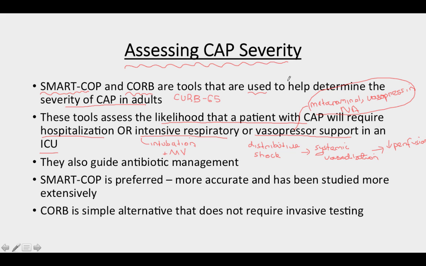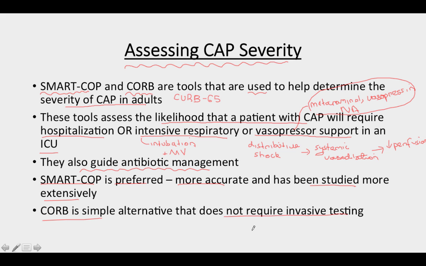So these tools actually help predict whether a patient will not only require admission to the hospital, but to an ICU where care can be stepped up. They also guide what antibiotics are appropriate to manage infections. And SmartCorp is preferred because it is more accurate and has been studied more extensively than CORB. But CORB is simple and doesn't require invasive testing.